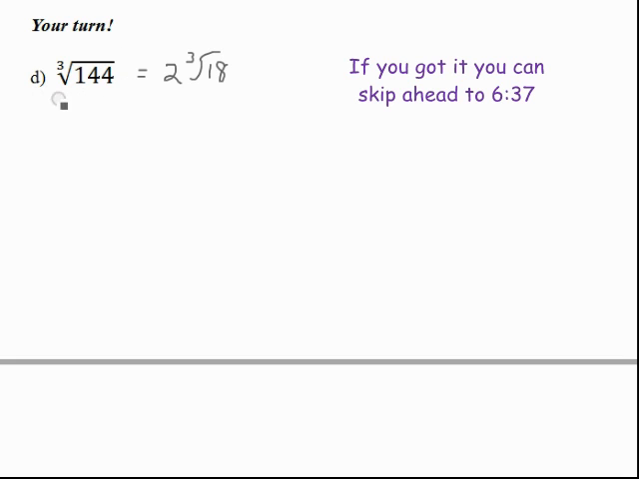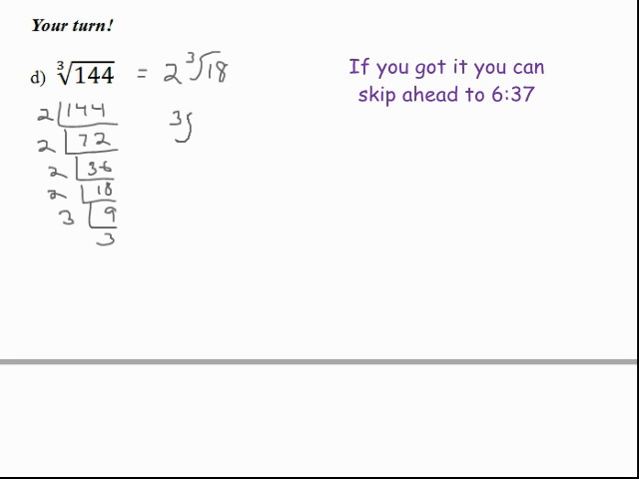If you want to see the work for this, we're going to prime factorize 144, which is 2 times 72, which is 2 times 36, which is 2 times 18, which is 2 times 9, which is 3 times 3. Those multiplication tables are coming in really handy, aren't they?